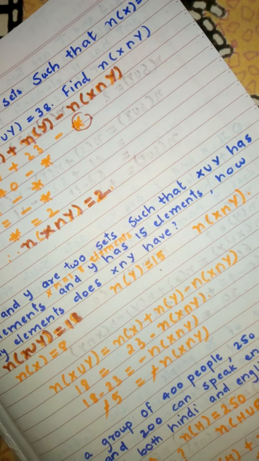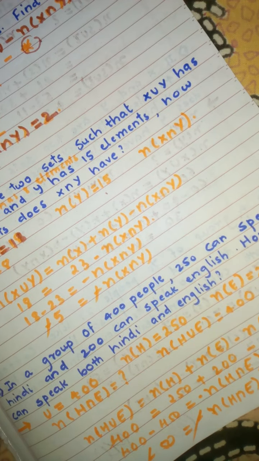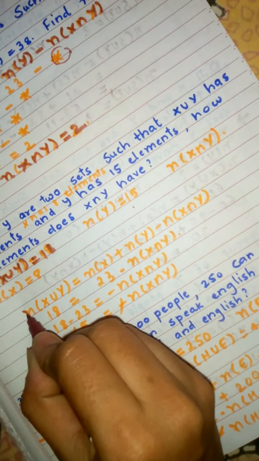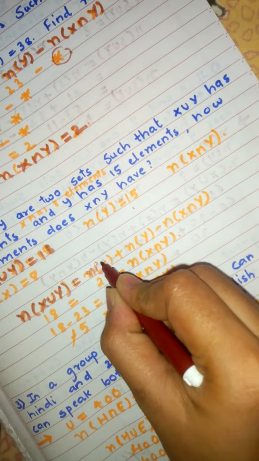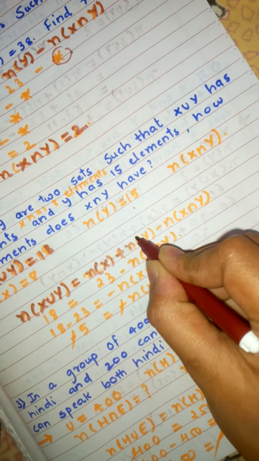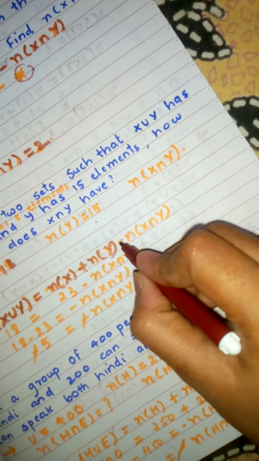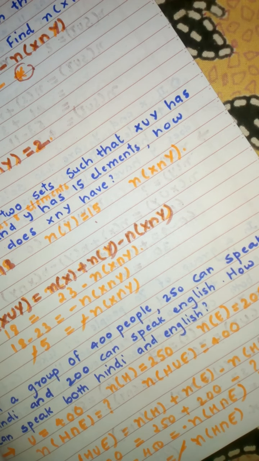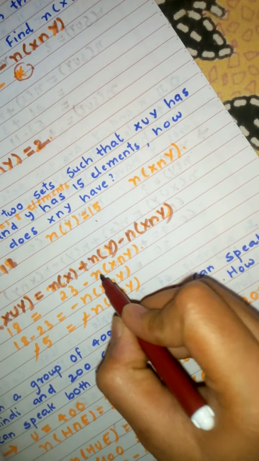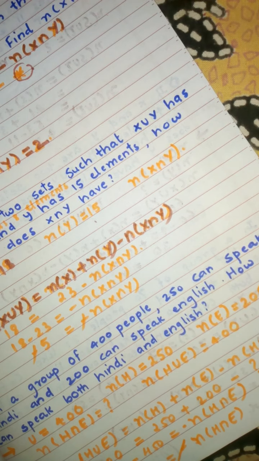Now the same formula which we used for the first problem, I have used: the number of elements in x union y is equal to the number of elements in x plus the number of elements in y minus the number of elements in x intersection y. All these quantities I have substituted and I have got the answer.